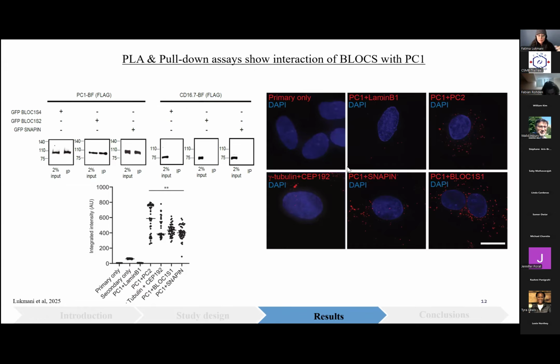And then to revalidate that, we also did the proximity ligation assay here, which is a more qualitative way of assessing if SNAPIN or any of these BLOC complexes are true physical interactors of PC1 or not. And as you can see by the signal intensity, these proteins are very strongly interacting with PC1.